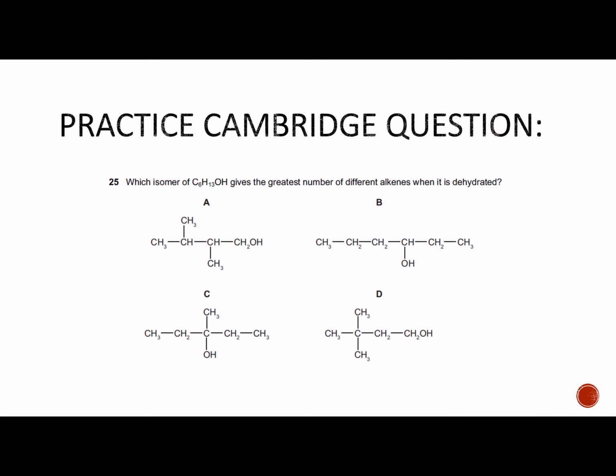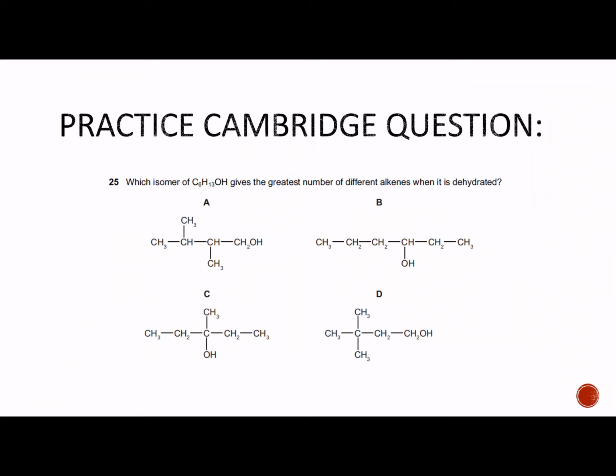Which isomer of C6H13OH gives the greatest number of different alkenes when it is dehydrated? I'm going to let you think about this one, and then I'll go ahead and solve it. All right, so this question is asking, how many different molecules could I form if I do an elimination? So this includes both major product and minor product.